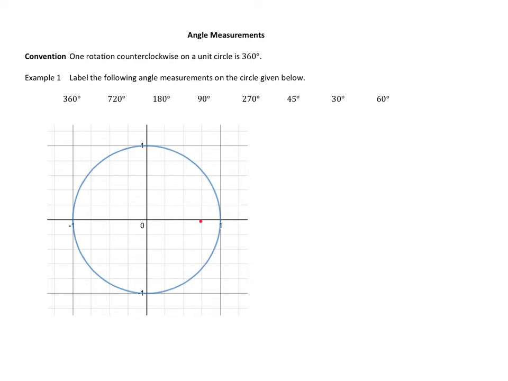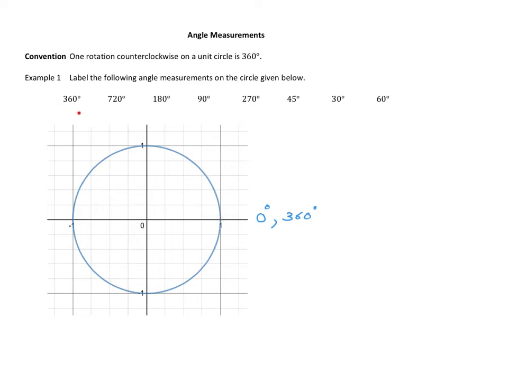So starting from here, if you don't rotate at all, we would say, well, you've rotated 0 degrees. And if you do one full rotation, you would get 360 degrees. So these are two different angle measurements, but they're really referring to the same location. If you rotate 0 degrees or 360 degrees, you end up at the same spot.